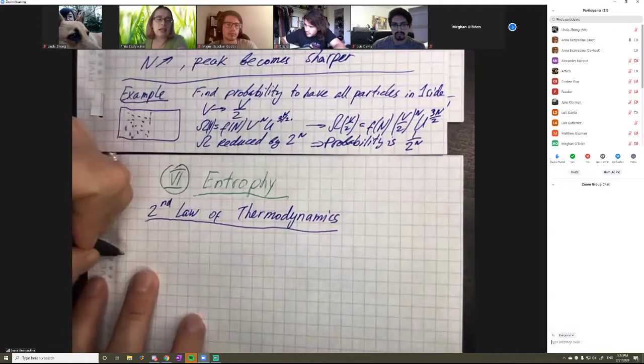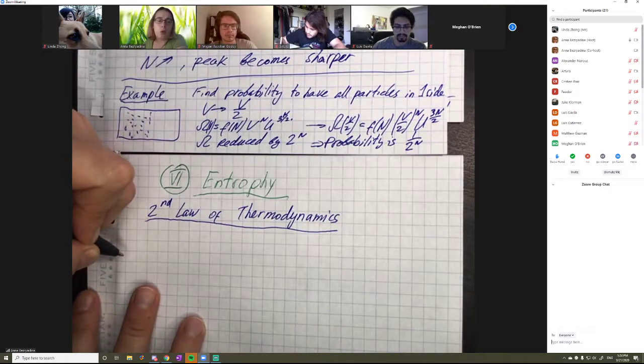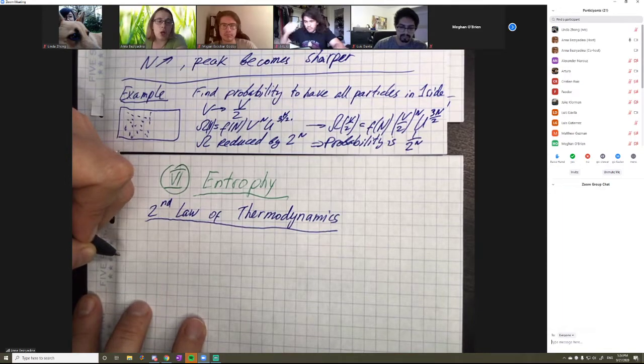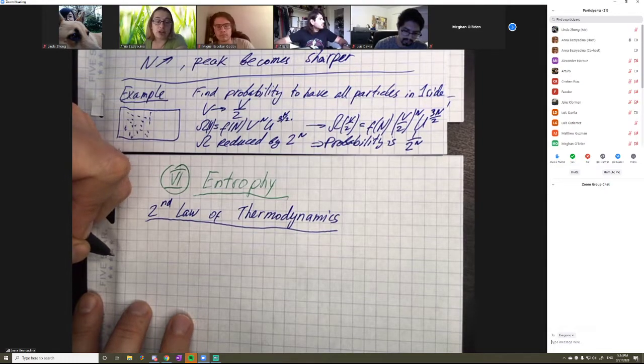It says that any large system in equilibrium will be found in the macro state with the greatest multiplicity, aside from fluctuations, which are small. Yeah, so it will be in the greatest multiplicity.